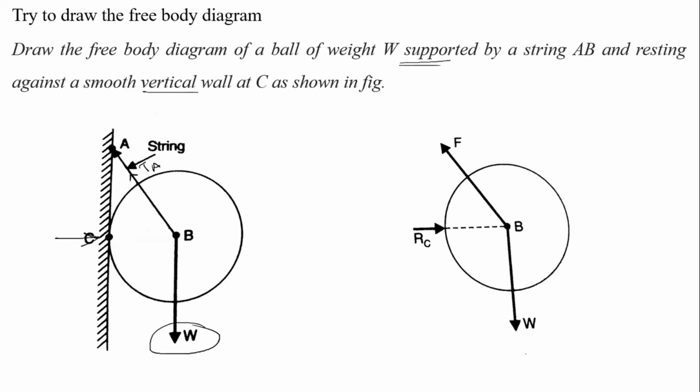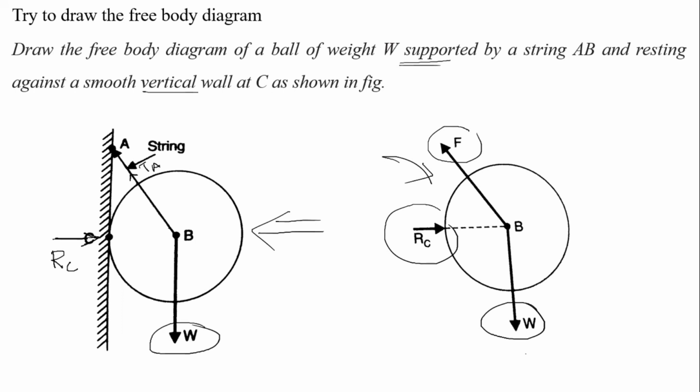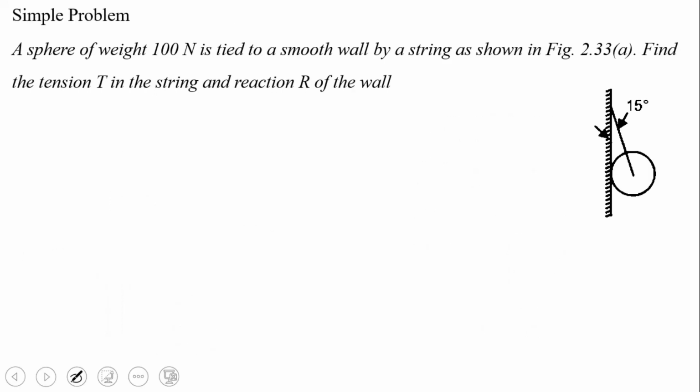The reaction force is always perpendicular to the surface. So this is R C, this is the tension, and W acts downward. This is the free body diagram of the corresponding picture. Now, let us discuss a small problem.